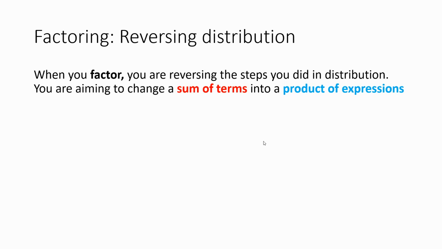So this task of factoring is just the process of reversing that distribution that we just did. So you're changing a sum of terms back into a product of expressions. Instead of having loads of things added together, we're saying that it's various expressions multiplied together instead. And this is the result from the example I did earlier. And we know that that's the factored form that it came from.